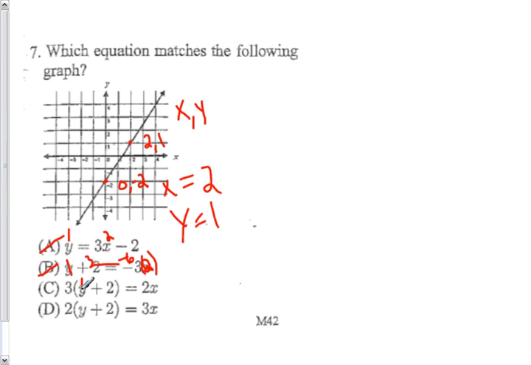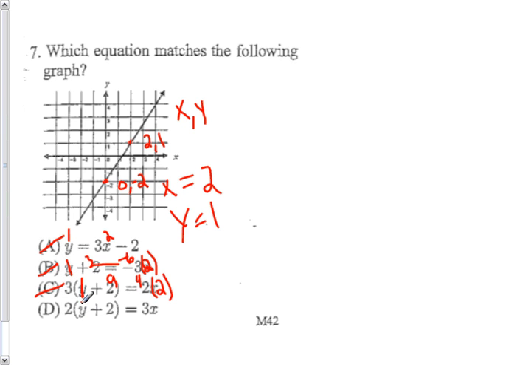Then we'll have 1 for y and 2 for x. So this will be 2 times 2 on this side. Right, so we have to follow our order of operations. We have to do what's inside the parentheses before we can multiply. So 1 plus 2 is 3, and 3 times 3. So this side of the equation now equals 9. And this is 2 times 2, which is 4. And that is not correct. So that leaves us with the very last one.